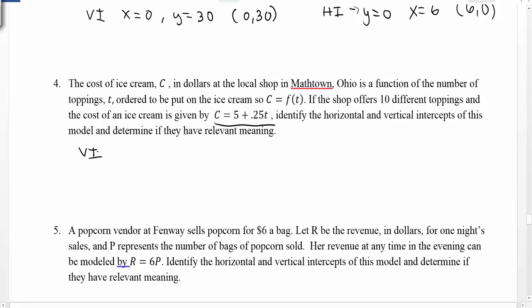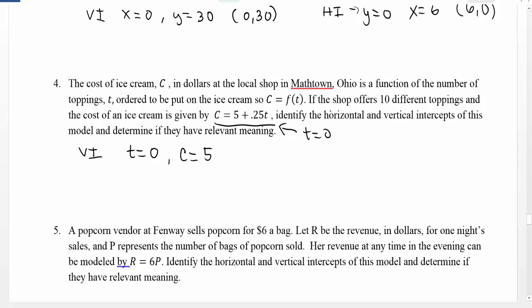Remember, the vertical intercept was when x equals 0. We don't have an x here. So we have to remember, it wasn't when x equals 0, it's when the independent variable equals 0. So if we change the independent variable from x to t, that means we're considering what happens when t equals 0. So here, when t equals 0, c is going to equal 5. Because if I go to my function and I plug in t equals 0, I get 5 plus 0.25 times 0, which gives me 5. Remember, cost is in dollars, so that's $5.